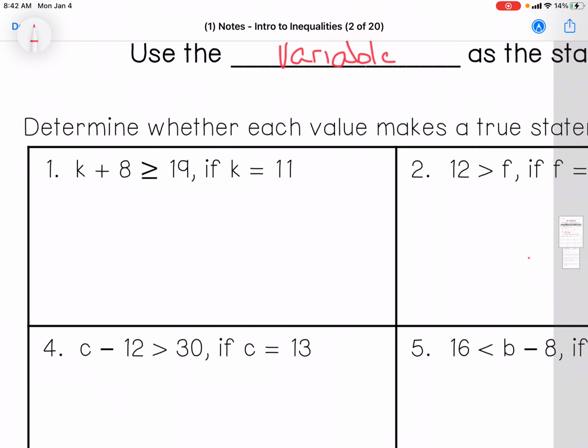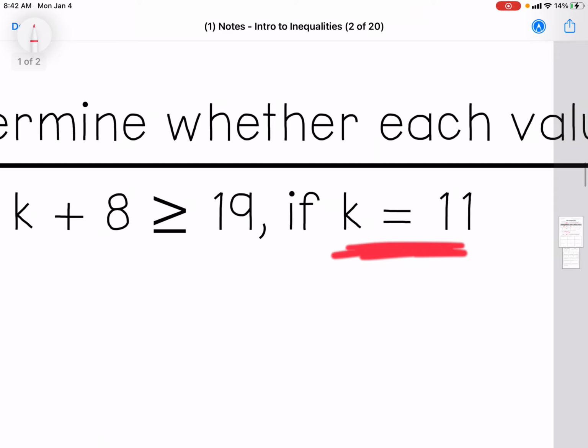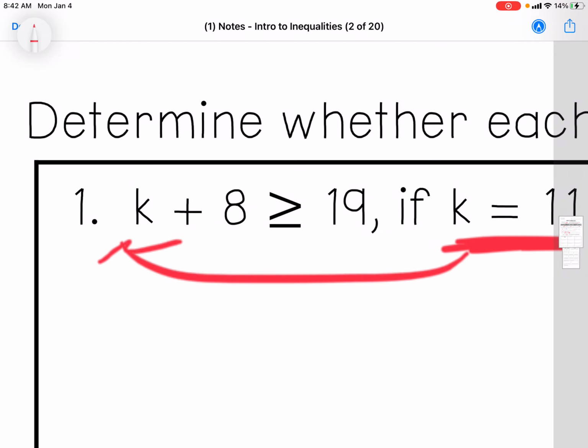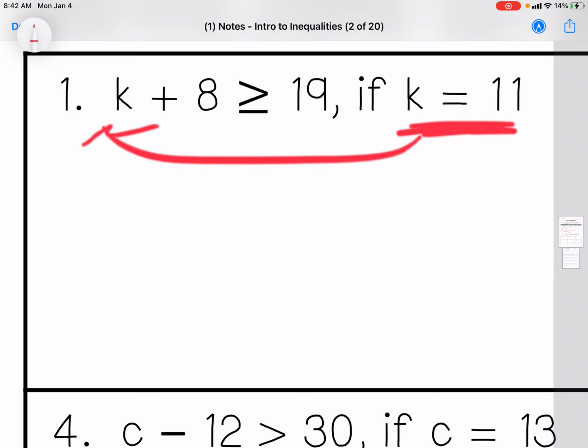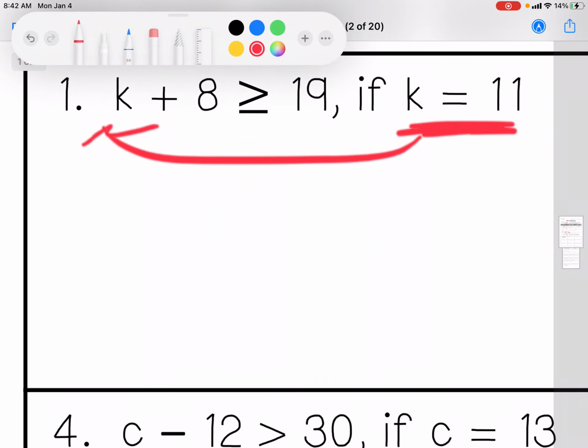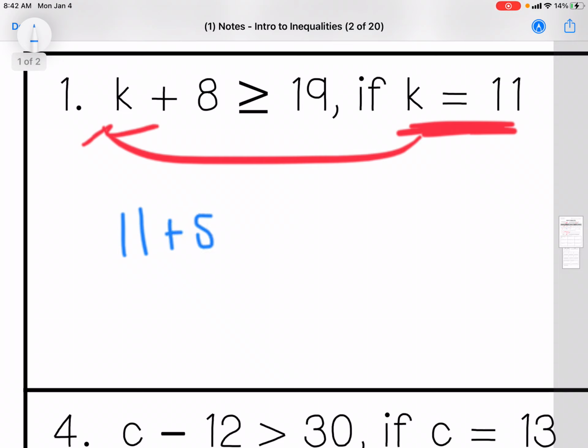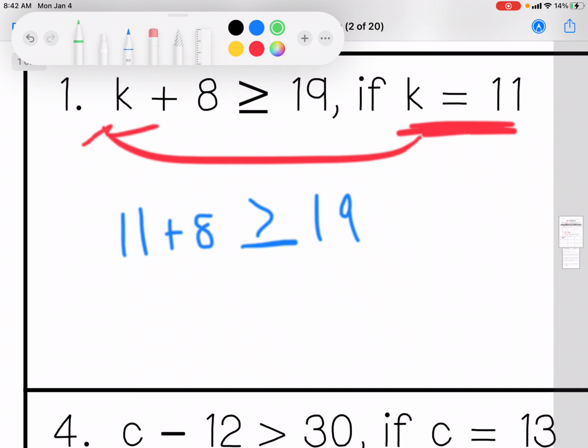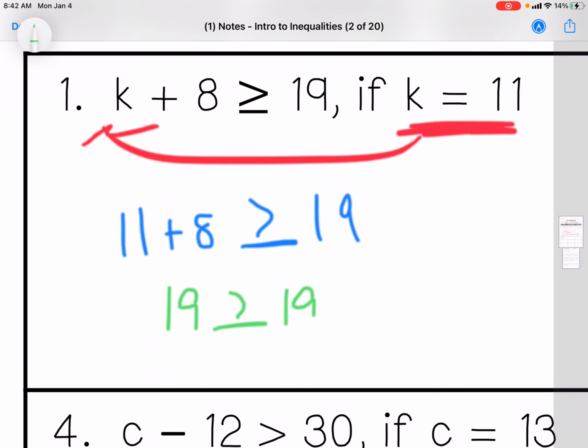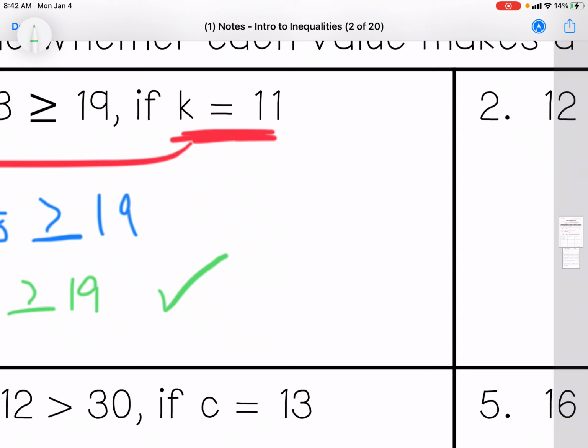Determine whether each value makes a true statement. So we're going to take this and put it in place of that. Okay? So we're going to take 11 and put it where k is. So 11 plus 8 is greater than or equal to 19. 11 plus 8 is 19. Is 19 greater than or equal to 19? Yes, it is, okay? So it is what we call true. We don't call it check mark, we call it true.